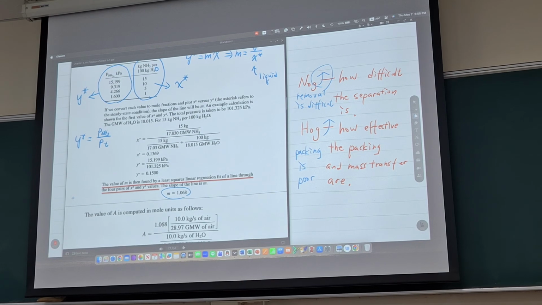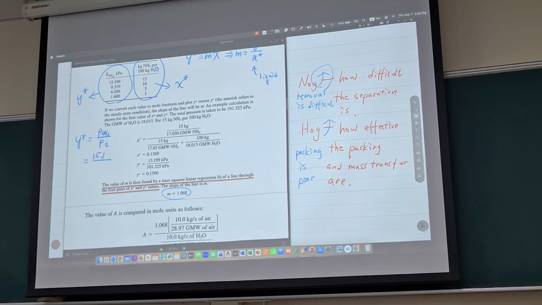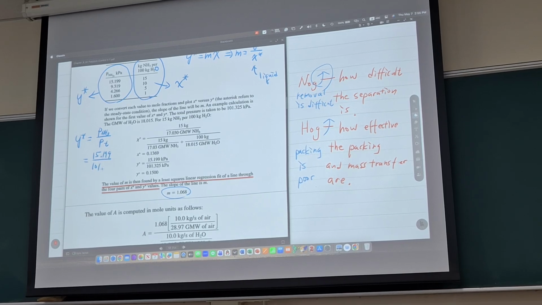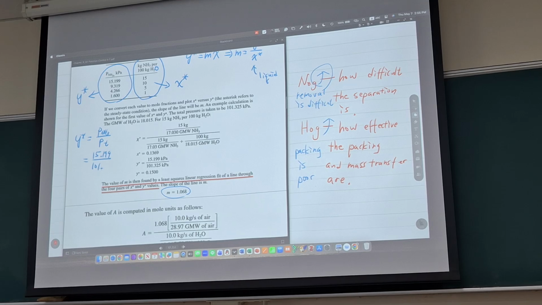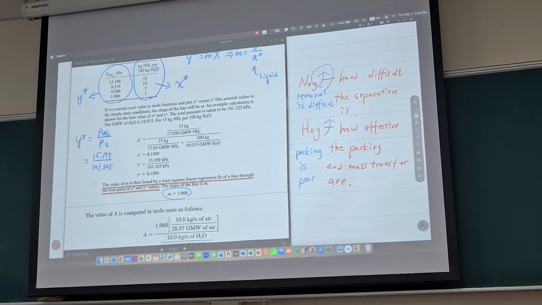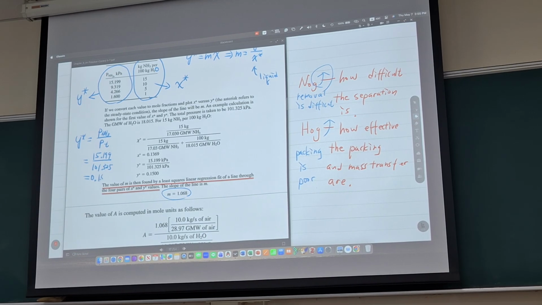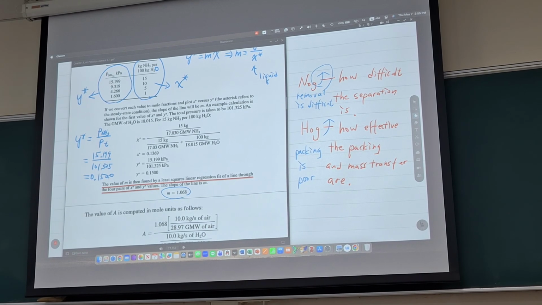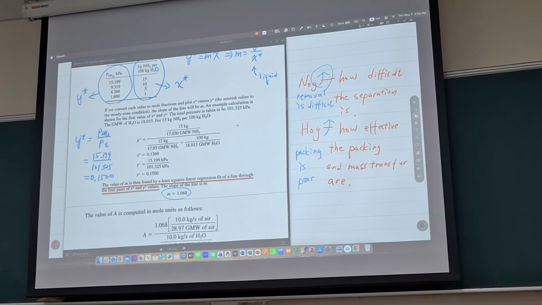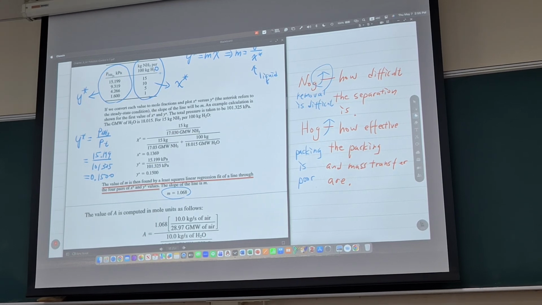Okay, y star equals P ammonia over P total. So this equals 15.199 over 101.325. So this is what we got: 0.1500. Okay, this is H2O, not H2O.